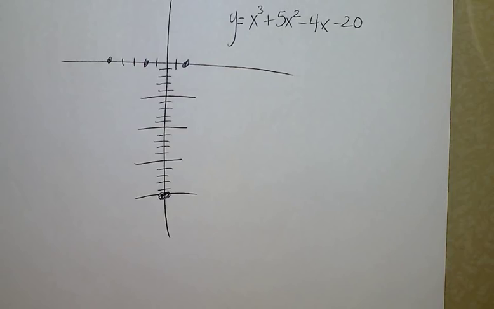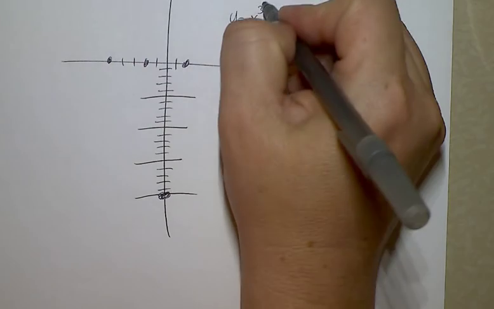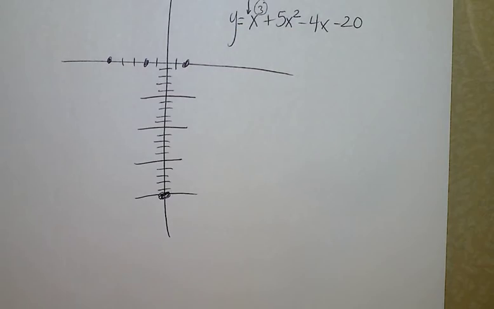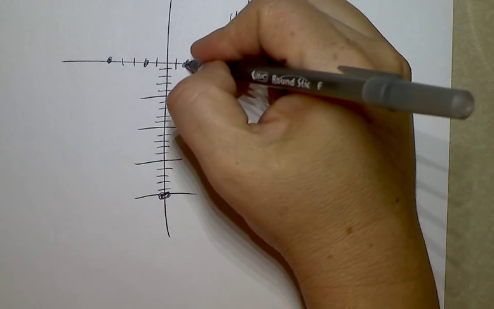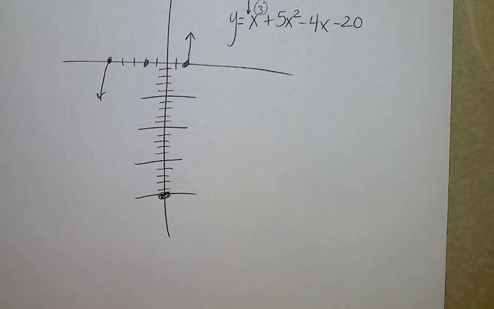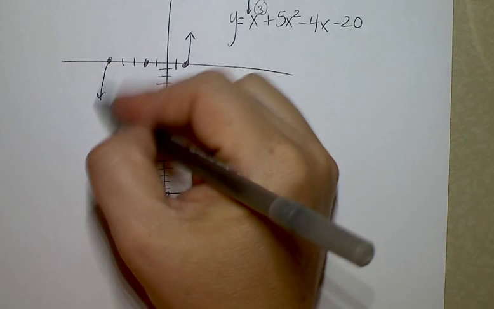This particular graph, the degree is odd. The leading coefficient is positive, which means, using your hand signals, what would that look like? Right hand up, left hand down. So on the right hand side, go up. On the left hand side, go down. Angling up to the right, angling down to the left.